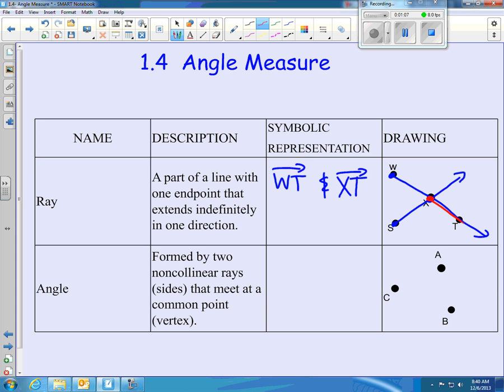If we just had this, that could also be one of our rays. And then we also had SX as a ray. So notice that the line above it is actually a ray. It has an endpoint and extends in one direction.